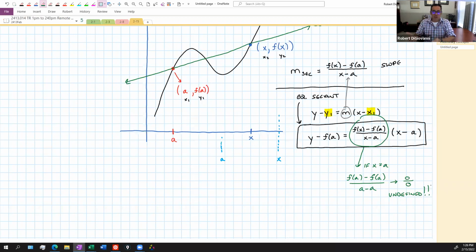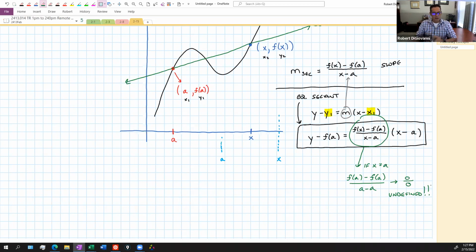So initially this would be a problem for us. We look at that, 0 over 0, undefined, we can't do it. But that's what the limit was all about in chapter 1. We realized that sometimes you get 0 over 0, and as long as we do a limit, there's a way to get around that. We can still get an answer without actually having to do 0 over 0.